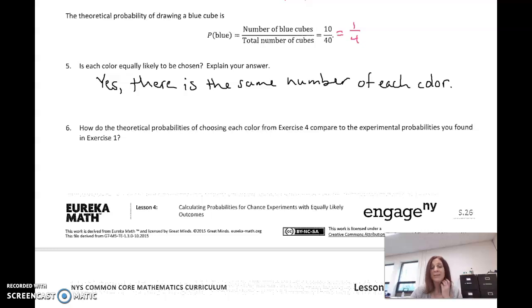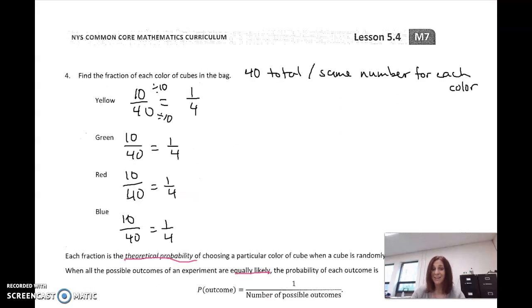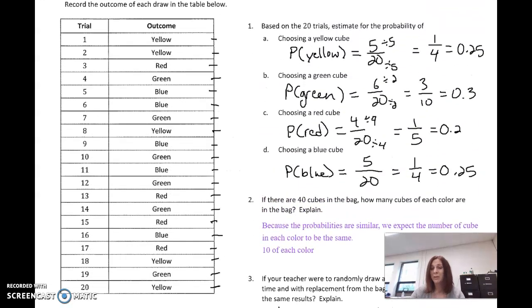So how do the theoretical probabilities compare to our experimental probabilities? Okay, well, if there's 40 and 10 of each, it should be 1/4, right? 1/4 equals 0.25. So how did that compare to what we drew out? Well, we got exactly 1/4, I should say, our probability here. But green was 3/10. Red, 2/10. But blue was exactly on. So it wasn't exactly the same as the theoretical probability, but it was pretty close.